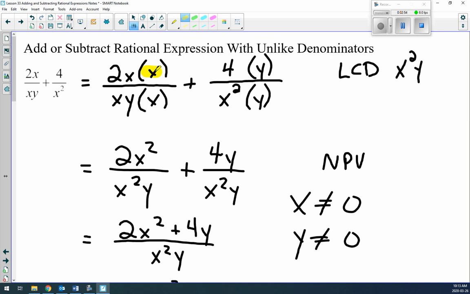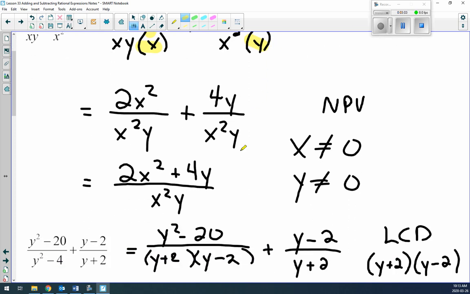We multiply both the numerator and the denominator by 2. The second one here, we have an x squared. How do we get it to x squared y? You multiply both the numerator and the denominator by y. So we do that. We end up with 2x squared over 2xy plus 4y over x squared y.